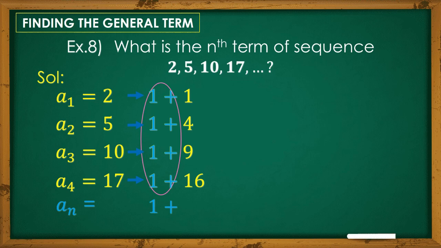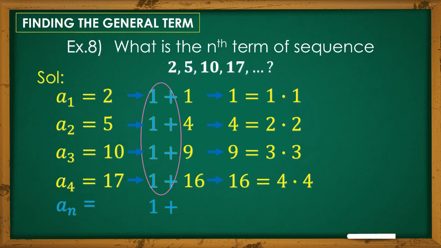Observe now 1, 4, 9, and 16. What did you observe? Correct, lahat sila ay mga perfect square numbers. So, pwede natin silang isulat into squared numbers. Yung 1 is 1 squared. Yung 4 is 2 squared. Yung 9 is 3 squared. At yung 16 ay 4 squared.